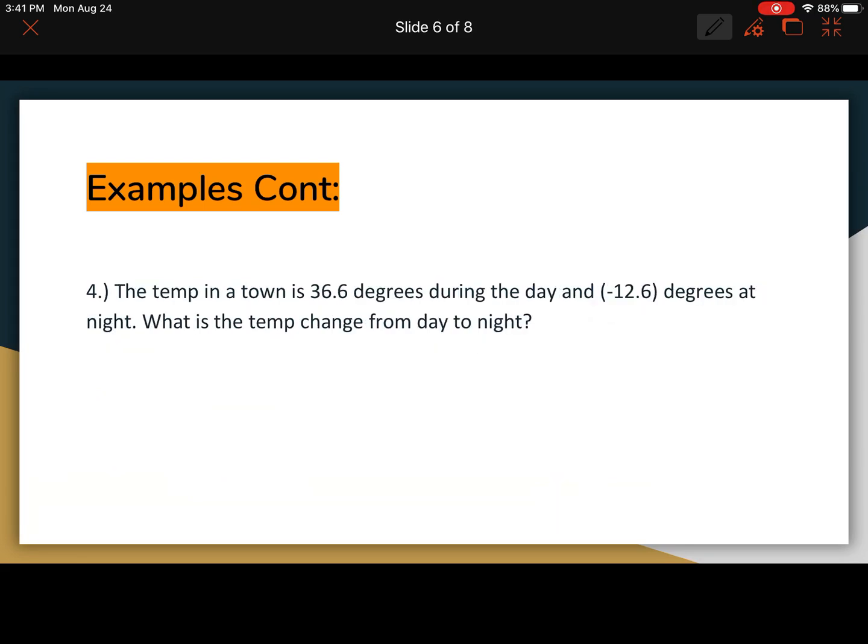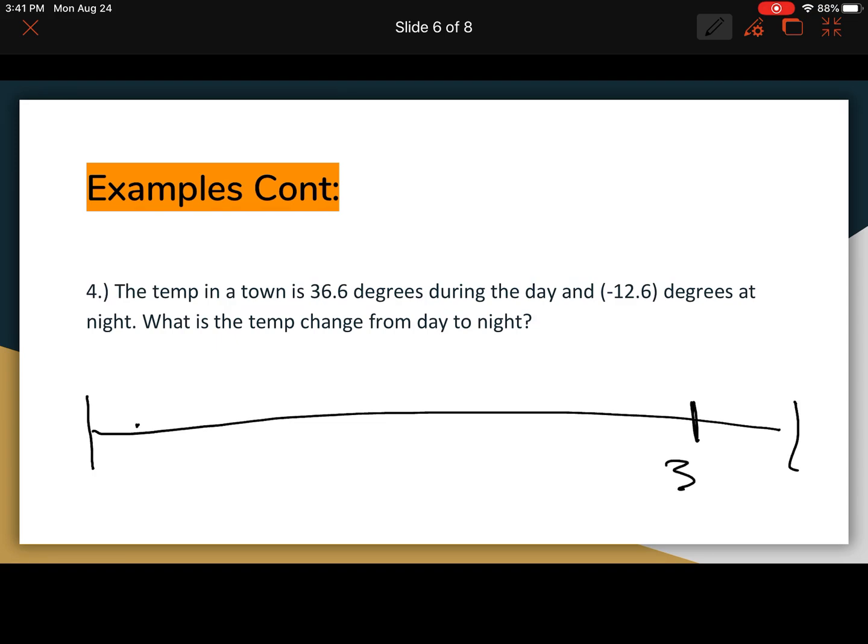Alrighty, let's go on to our next problem here. So the temp in a town is 36.6 degrees during the day and negative 12.6 degrees at night. And we want to find the change in temp from day to night. So for starters, I'm going to draw a little number line here. We're going to put 36.6 degrees right here. We'll make our 0 right here.